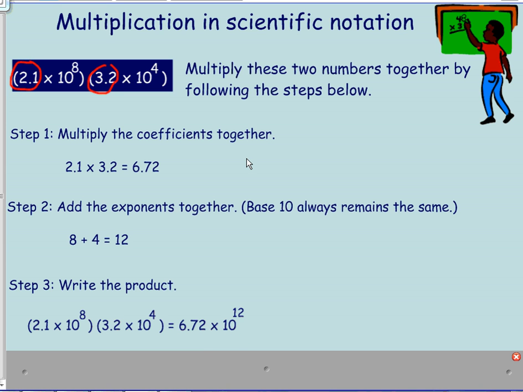Now in this particular example, we were lucky because we did not have to fix our scientific notation in any way because our coefficient was already a number between 1 and 10. So make sure that after you multiply and everything else, you do check to make sure that it truly is in scientific notation.